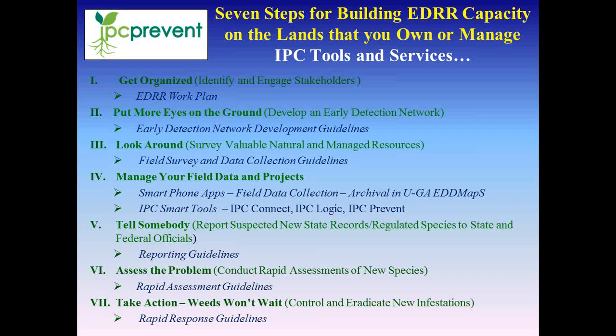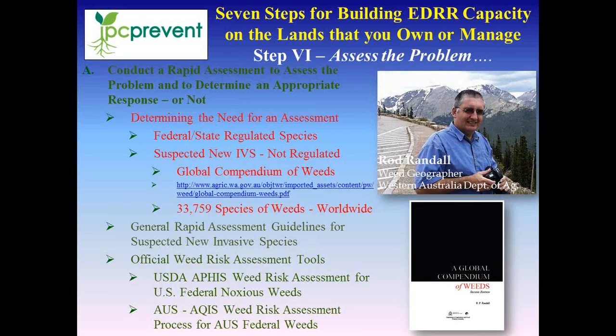If you do this, and we put it into practice with impacted and potential stakeholders, I think we could say there's not going to be any more new weeds. It won't get rid of kudzu, but it would make sure kudzu never became a problem on a new piece of ground. So, step 6 is to assess the problem. You want to conduct a rapid assessment to determine whether you've got a problem or not.